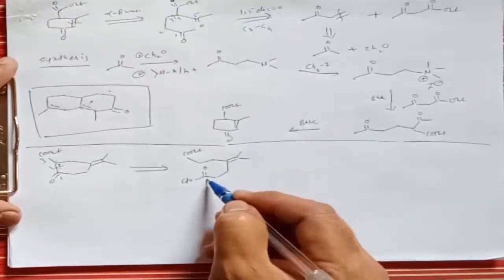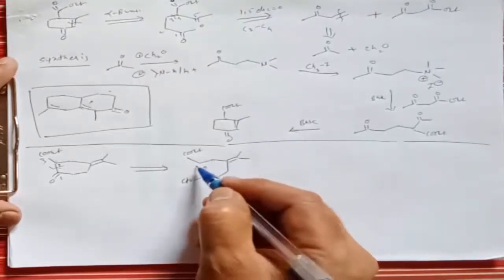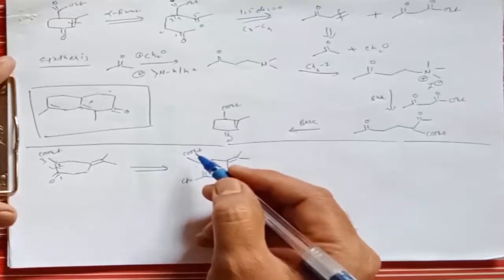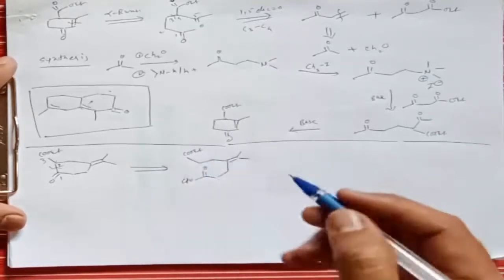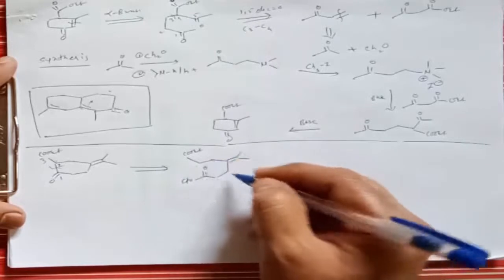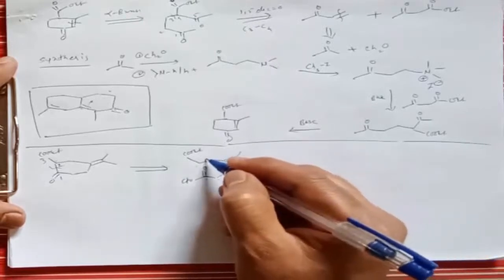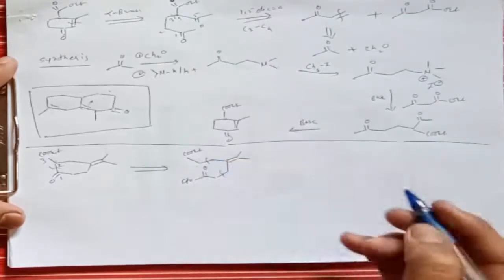Now again it is 1 2 3 4 5 6 7. So it is a different type of molecule, but if you look at the similarity of the molecule, you can break the molecule at this position as well as at this position.